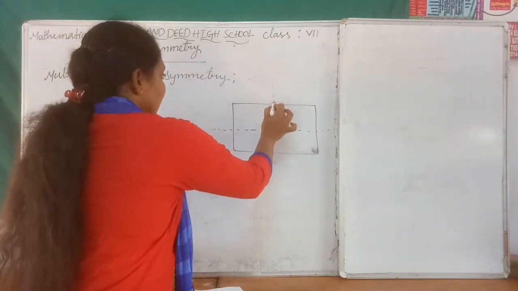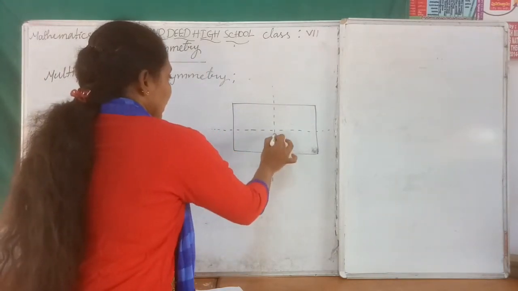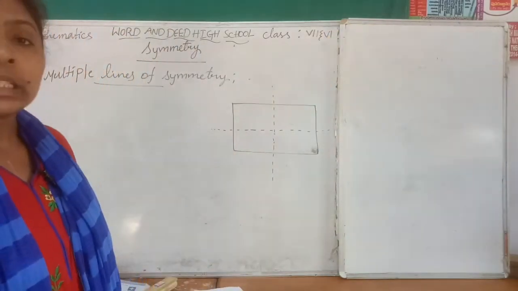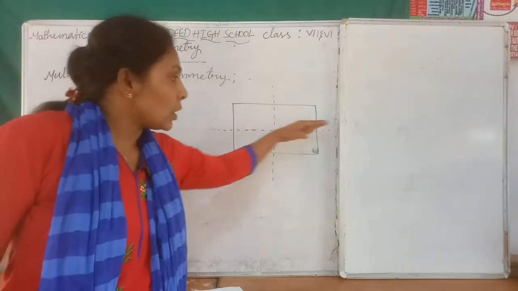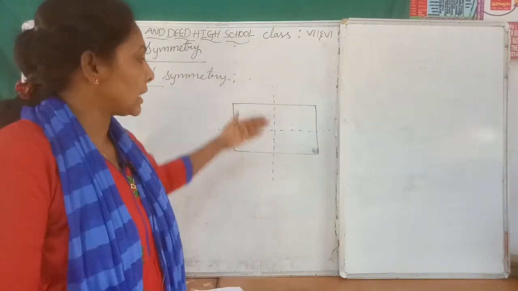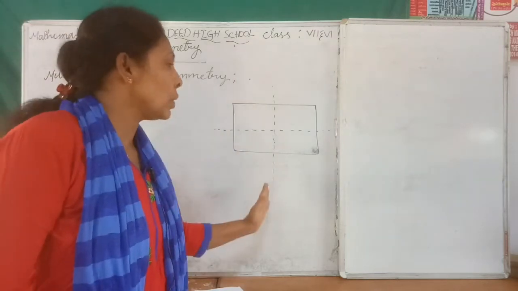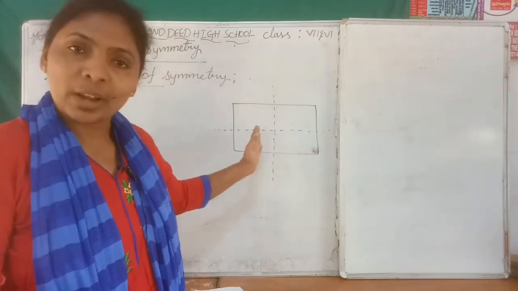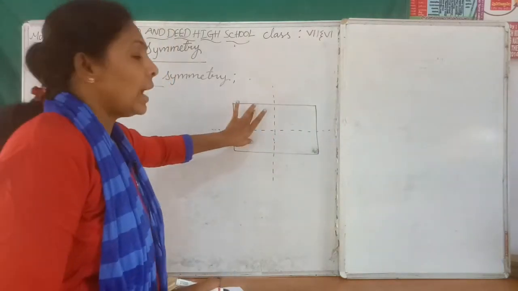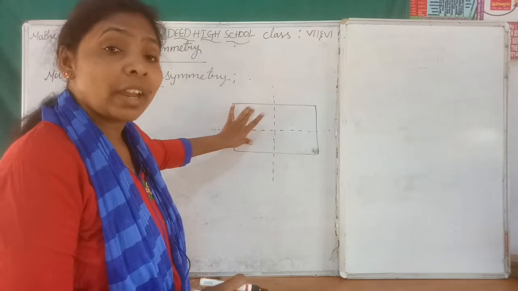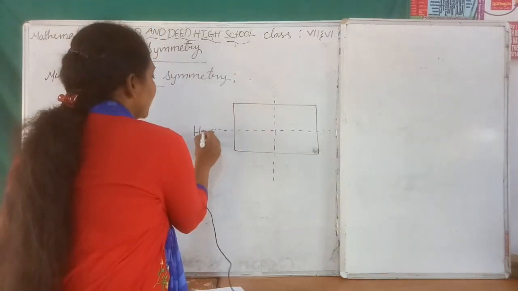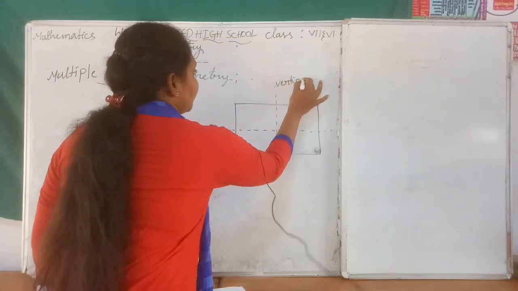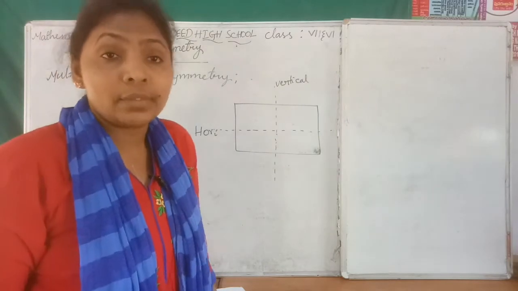See children. Like this also we can divide, and the two parts coincide. Like this also we can divide, children. Then also the two parts should coincide exactly. So for a rectangle, how many lines of symmetry do we have? This is the horizontal line of symmetry. This is the vertical line of symmetry.